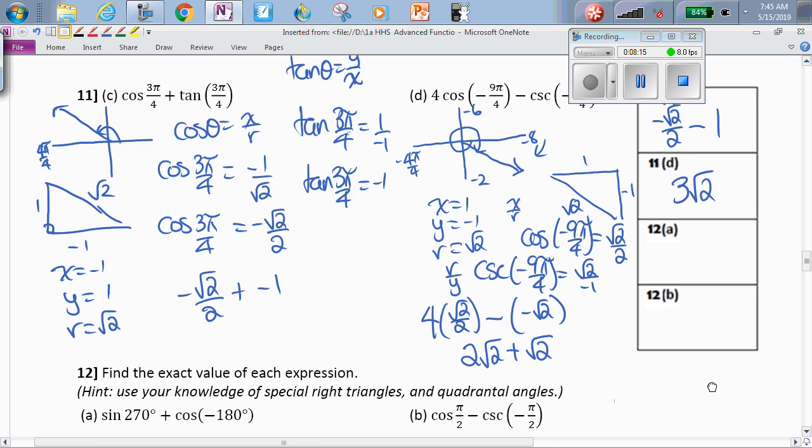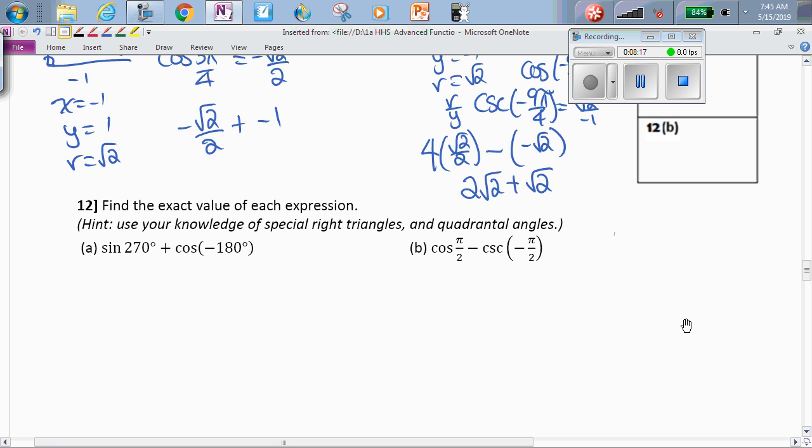All right, a couple more to go. 12. Same idea. These ones look like they're quadrantal angles. So 270 degrees. This is 180, this is 90, this is 270. So it ends up down here. So this is the coordinate point 0, negative 1.